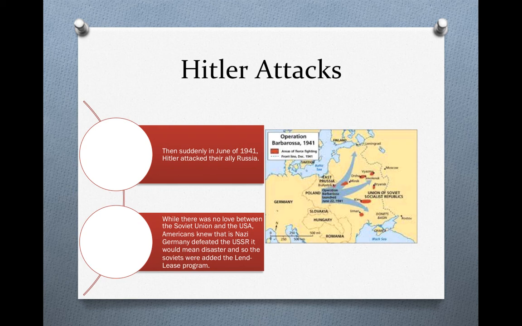Who does he attack? He attacks his ally, the Soviet Union, the country that he signed the non-aggression pact with. Now, while there was no love between the Soviet Union and the USA, Americans knew that if Nazi Germany defeated the Soviet Union, it would mean disaster. And so the Soviets were added to the Lend-Lease program as well. And so we started to send supplies that they might need, military equipment that the Soviet Union would need to continue to fight off Germany.